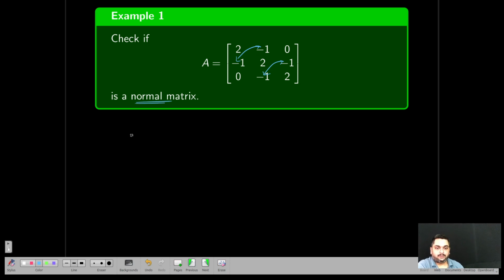If it is a symmetric matrix, then it is a normal matrix. Or the other way is to find A into A transpose. This should be equal to A transpose into A. To get this, then it's a normal matrix. That's the procedure. But based on its properties, if it is symmetric, skew symmetric, or orthogonal, then I can definitely say it is a normal matrix.